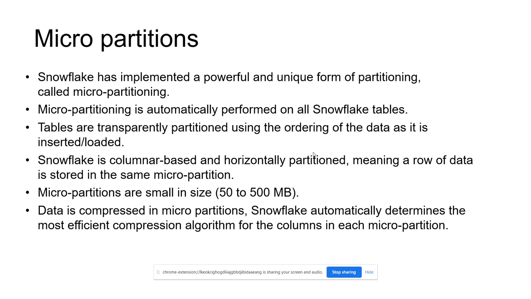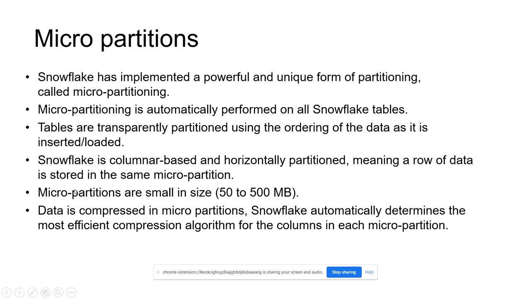Okay, and here Snowflake is columnar based and horizontally partitioned, meaning a row of data is stored in the same micro partition. Suppose we have a complete record, right? That complete record will be stored in a single micro partition. It will not be split into multiple micro partitions. All the columns of a single record will be stored in the same micro partition, not split into multiple partitions. This is very important, you have to understand. Snowflake is columnar based, but the data is horizontally partitioned. That means a row of data is stored in the same micro partition.